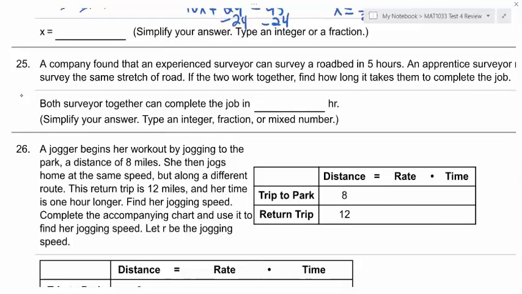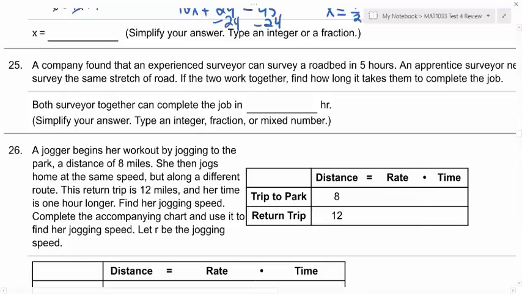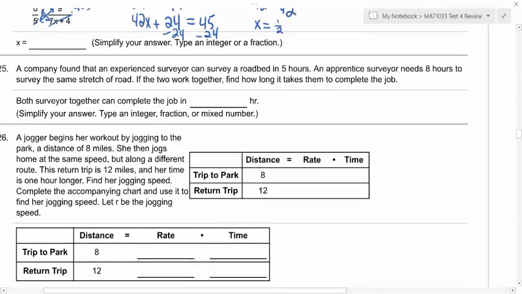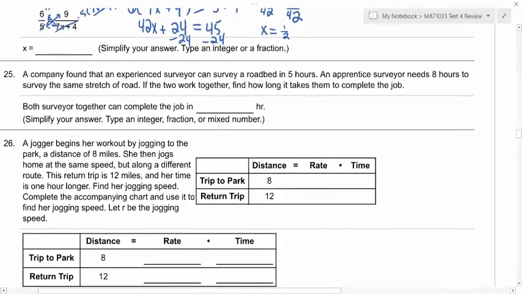A company found that an experienced surveyor can survey a roadbed in 5 hours. An apprentice surveyor needs 8 hours to survey the same stretch of road. If the two work together, find how long it takes them to complete the job. So in theory, what should happen here? If they work together, it should take shorter. Exactly. It should take shorter than the faster person, because if the faster person can do it in 5 hours alone, our answer should be less than 5 hours.